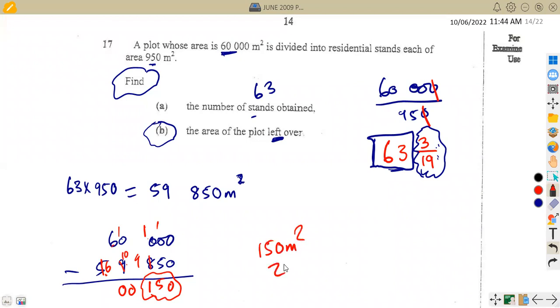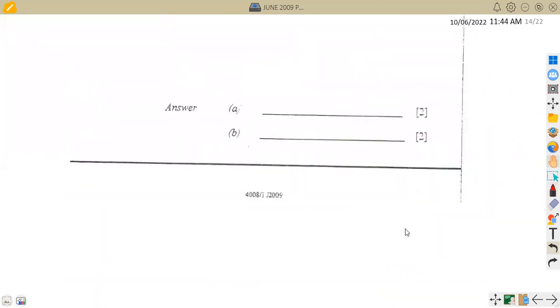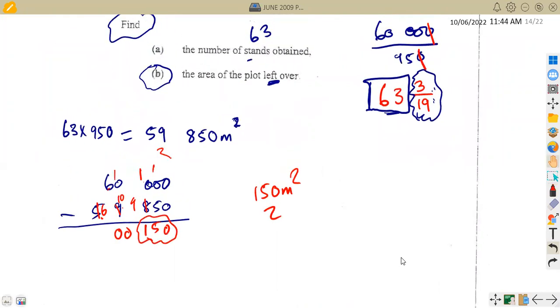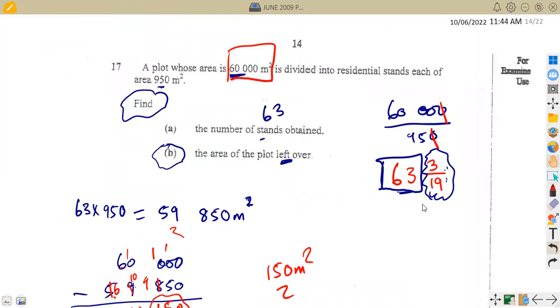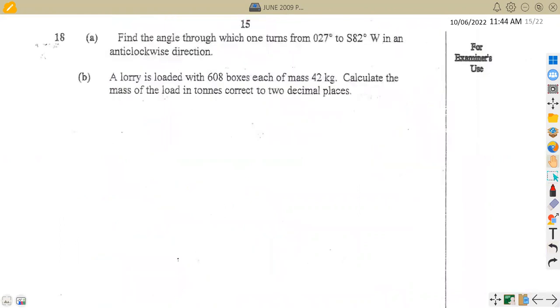So for the remainder, you're simply saying out of the stands which were obtained, which is 63, what was their total in terms of square meters? Then you subtract from the total of land that you are given of 60,000 square meters. So that was actually the tricky part about this question. So please, guys, like I'm always saying, please understand the question. Do not just answer the question. All right, anyways.